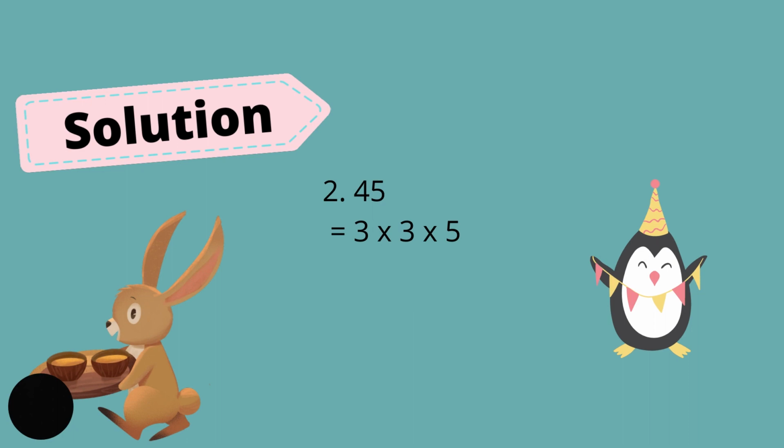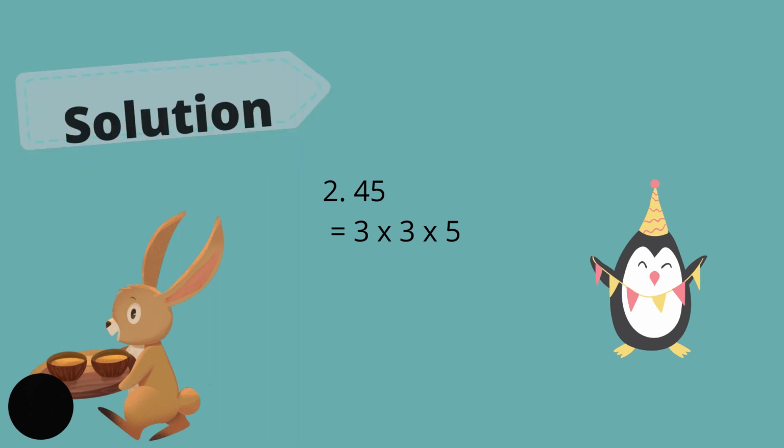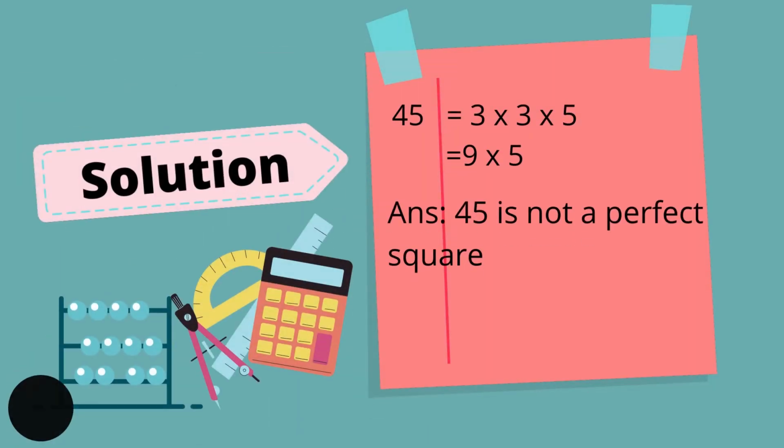The second question, 45 equals 3 multiplied by 3 multiplied by 5. In this question, 3 multiplied by 3 equals 9. So 45 equals 9 multiplied by 5. 9 and 5 are different whole numbers. So 45 is not a perfect square, because 9 and 5 are different.